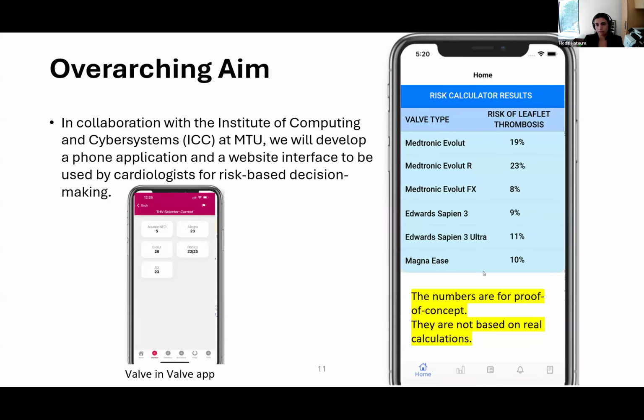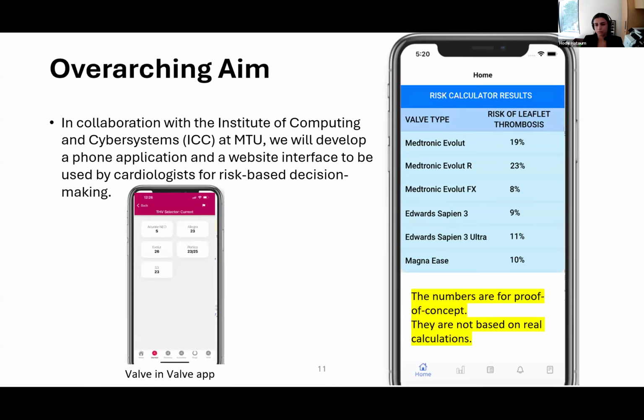They have a list of available devices that are currently used. I'm showing just examples here, and these numbers are not based on any calculation. They're just here for show. So for example, if a patient is eligible to have either Medtronic Evolut FX or Edwards SAPIEN 3 Ultra, based on this example, the Medtronic Evolut has an 8% risk of leaflet thrombosis versus SAPIEN 3 Ultra, which is 11%. So it seems that for this patient, it's better to go with the Medtronic Evolut FX, for instance. So that is the overarching aim that we plan to achieve from this work.